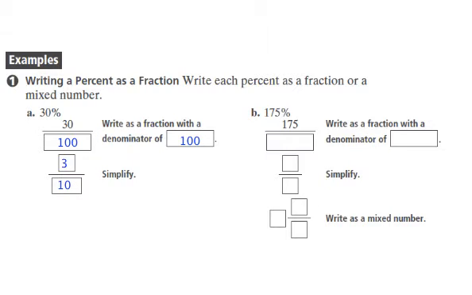For part B, we have 175%. Again, we write it as a fraction with a denominator of 100, so 175 over 100. That can be simplified by dividing both 175 and 100 by 25. 175 divided by 25 is 7. 100 divided by 25 is 4. Then we can change 7/4 into a mixed number. 4 goes into 7 one whole time, with 3 left over, and we still have a denominator of 4. So 175% is 1 3/4.